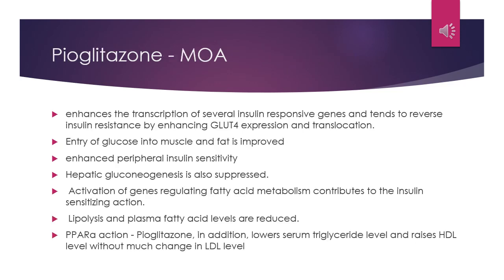Pioglitazone helps in transcription of several insulin responsive genes, thereby it reduces insulin resistance. So there is better utilization of glucose, and peripheral uptake of glucose in skeletal muscle and fat tissue is improved by GLUT4. It also helps in reducing hepatic gluconeogenesis. Lipolysis and plasma fatty acid level are reduced by thiazolidinediones. It also acts on the PPAR alpha receptor, leading to improved HDL level, decreased triglyceride level without much change in LDL level.